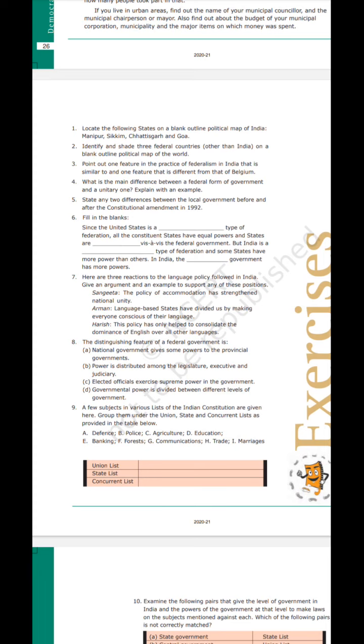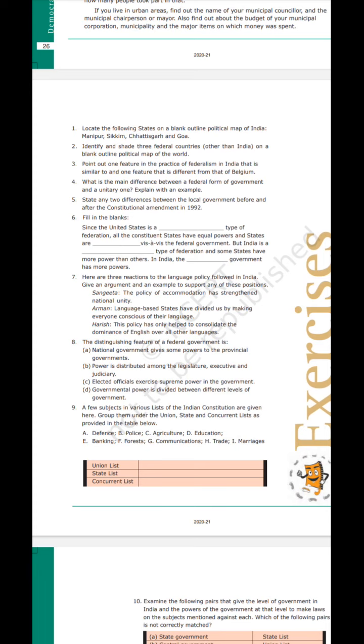The distinguishing feature of a federal government is that the national government gives some powers to the provincial governments. Power is distributed among the legislative, executive, and judiciary. Elected officials exercise supreme powers in the government. Government power is divided between different levels of government.